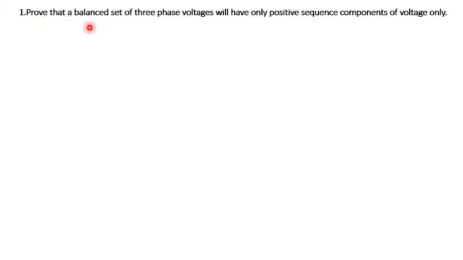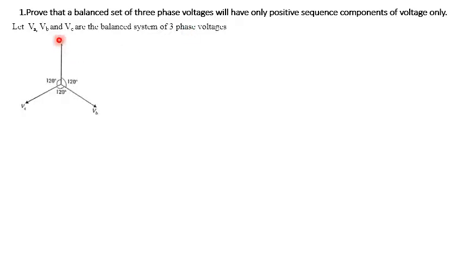Let's exercise some numericals on these topics. Let's prove that a balanced set of three-phase voltages will have only the positive sequence component of the voltages. Consider that Va, Vb and Vc are a balanced system of three-phase voltages. Here the representation is in the clockwise direction. Do not get confused here. The representation is in the clockwise direction: Va, Vb and Vc.